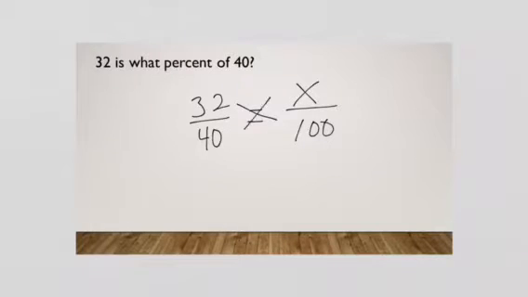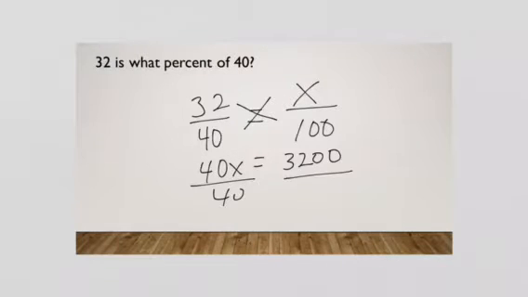So we're going to do our cross multiplication. We're going to get 40x equals 3,200. We divide by 40, divide by 40, x equals 80. So 32 is 80% of 40. Well, that works pretty well. So really all you're doing is basically just filling in the blanks. And it can be any of the three spots that are missing. You just have to read the questions carefully.